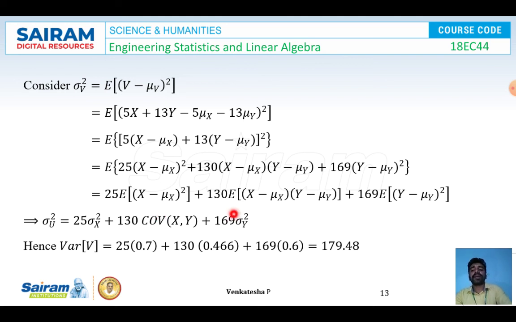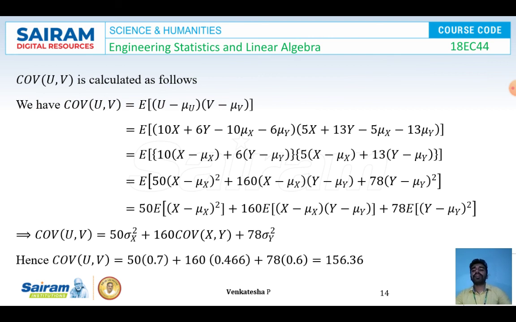By replacing sigma x square, covariance and sigma y square, I got variance of v is equal to 25 into 0.7 plus 130 into 0.466 plus 169 into 0.6. By simplifying this, we got 179.48 as the value of variance of v.